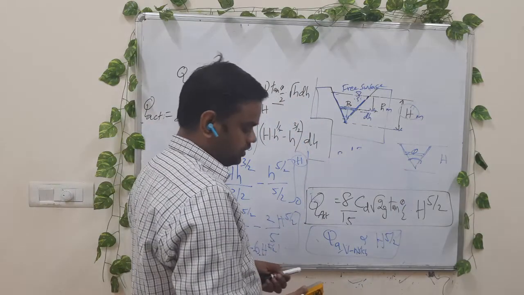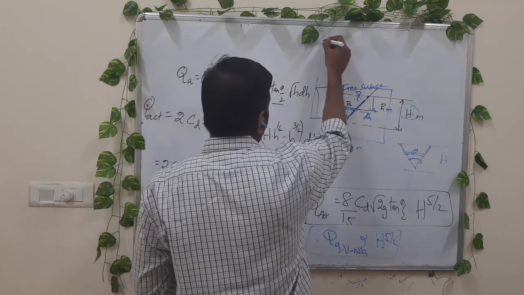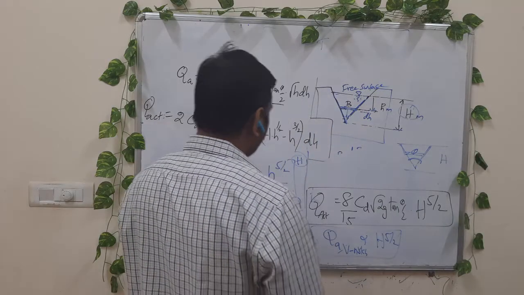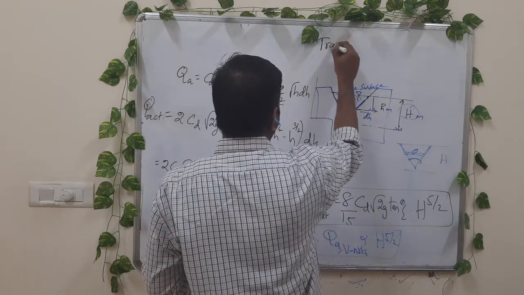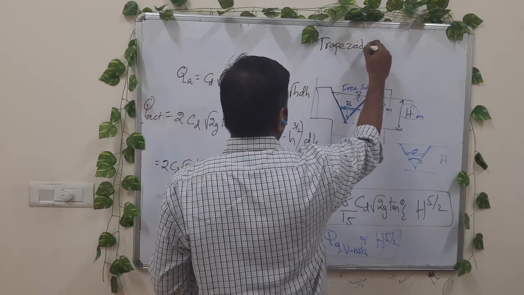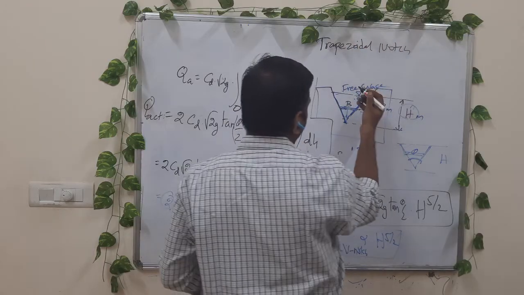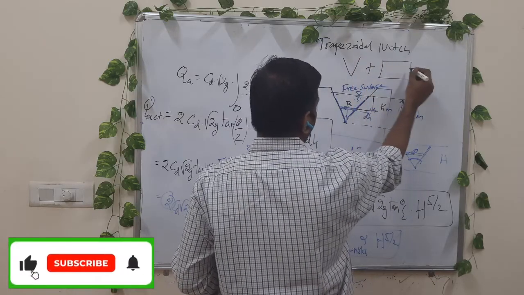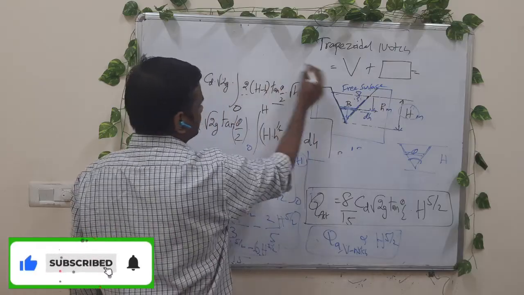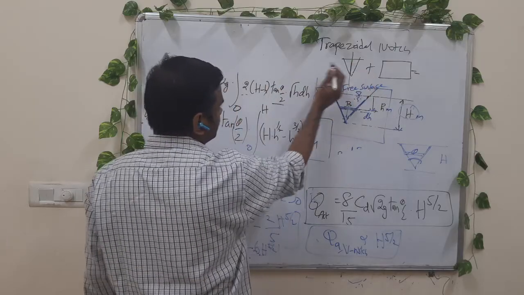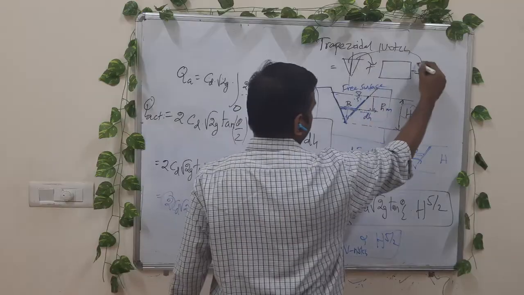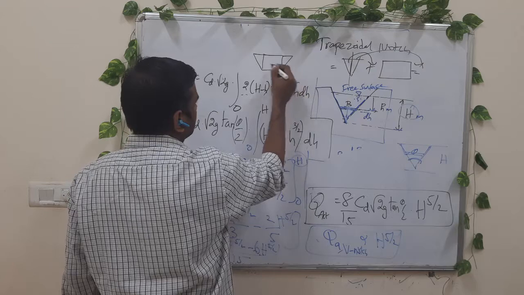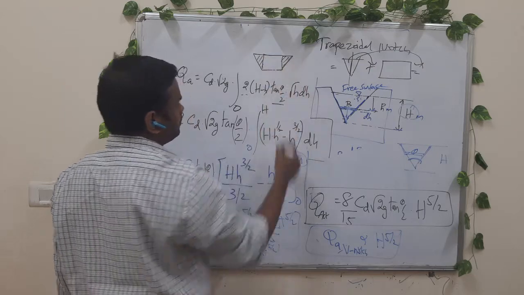Now comes the third derivation. What is the derivation for a trapezoidal notch? Okay, for a trapezoidal notch, what will be the derivation? So what is a trapezoidal notch? Actually, a trapezoidal notch is, you have a V notch and a rectangular notch. You divide the rectangle into two, attach one half to the left hand side and one to the right hand side, and so it is a trapezoidal notch.